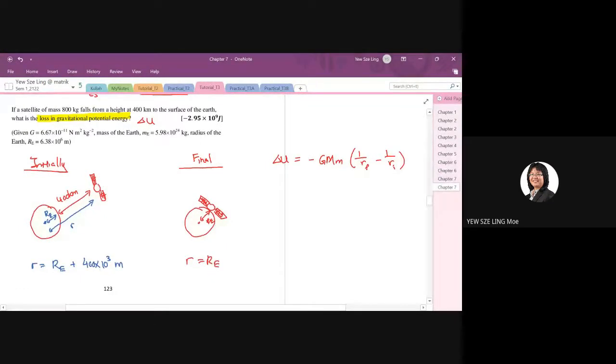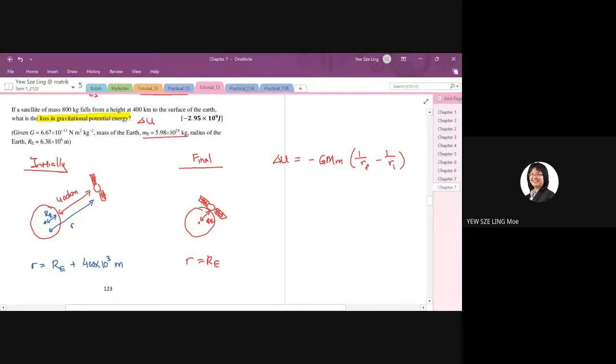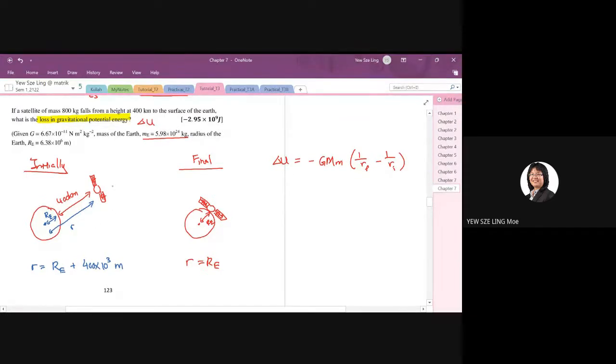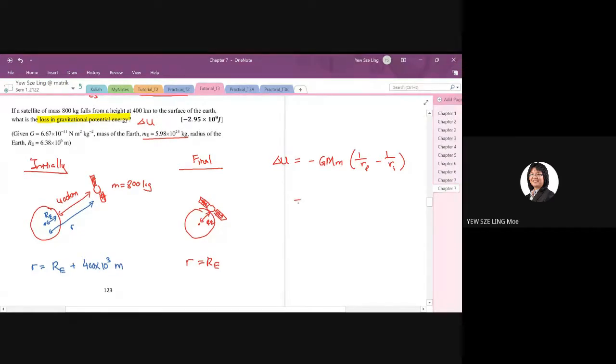Given R, capital letter R is actually your mass of the Earth, your ME, because that is your test mass, the mass that is not moving. And then the small letter m is your satellite, the mass of the satellite, which is equal to 800 kg. Okay, it is a test mass. So therefore, we use it as a small letter m. So it is equal to negative.